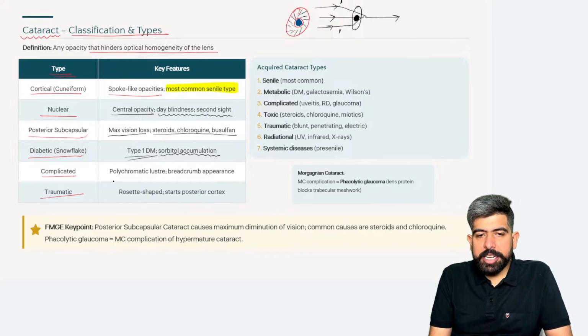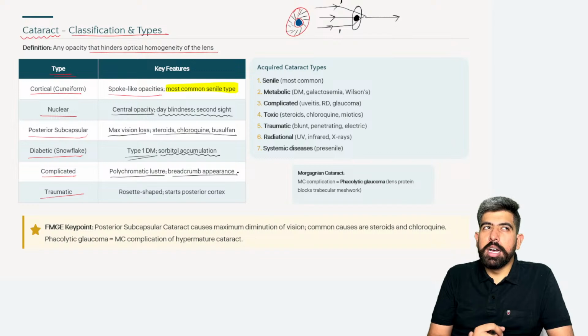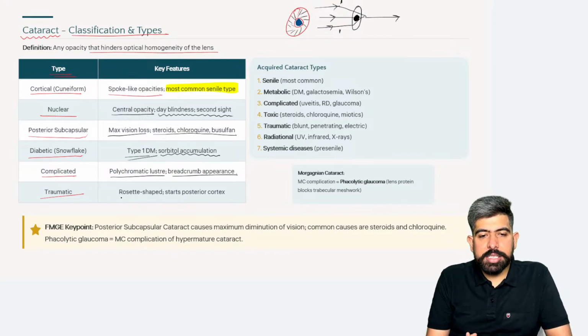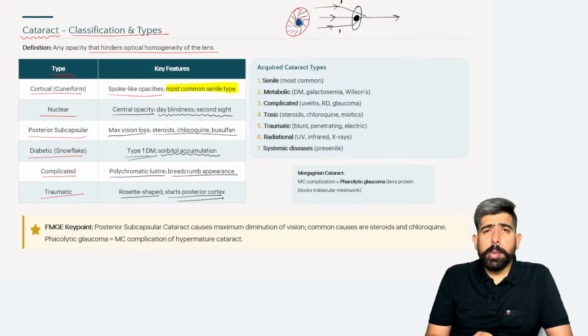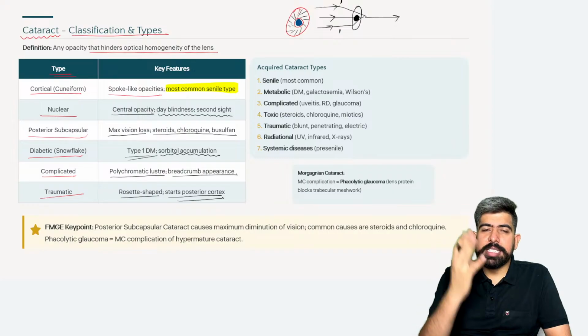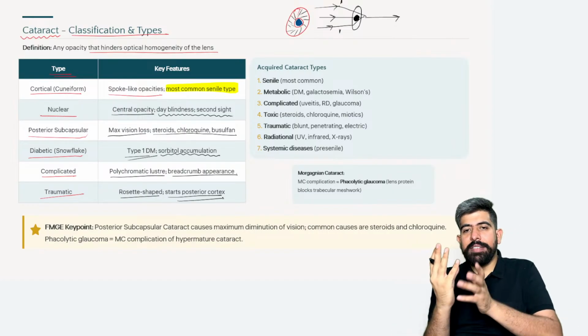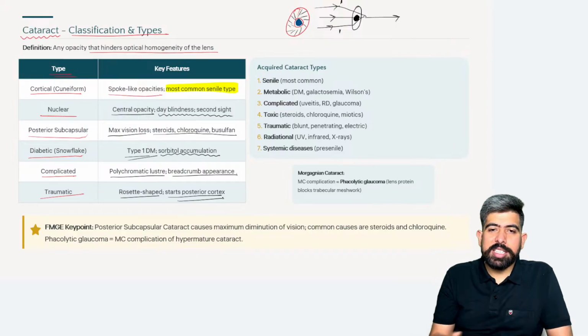In the complicated cataract, polychromatic lusters are seen, which is known as the bread-crumb appearance. It is most commonly seen in complicated cataracts. Also, the traumatic cataract is the rosette-shaped cataract, which has a star in the posterior cortex. The star will be seen, and we call this the rosette, as the flower of the rose has petals, so this is known as the rosette cataract.